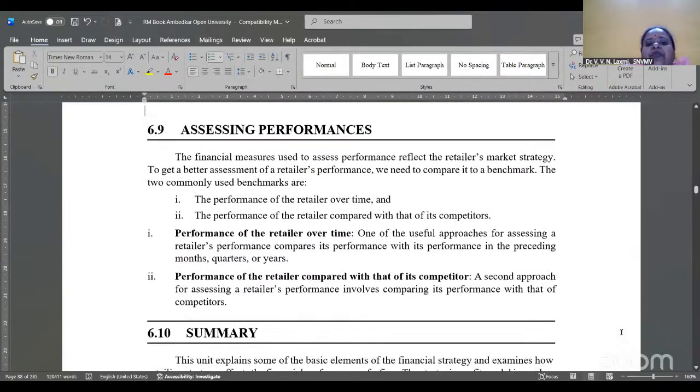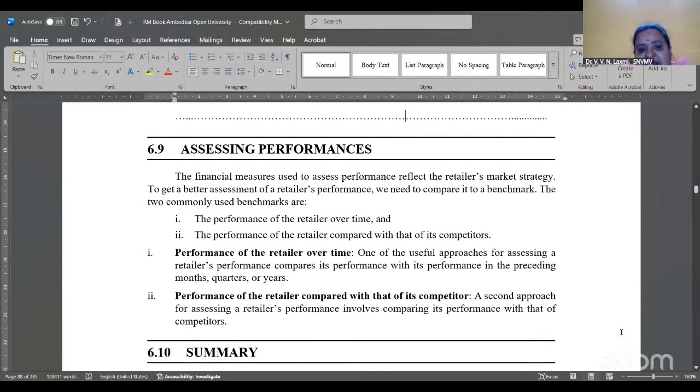How are we trying to assess the performances? The financial measures used to assess performance reflect the retailer's market strategy. So always it is better that the retailer's performance is compared or has a benchmark. Benchmark means we try to compare our performance with the best in the class or with the best in the market. In the same way, the retailer's benchmarks could be two.